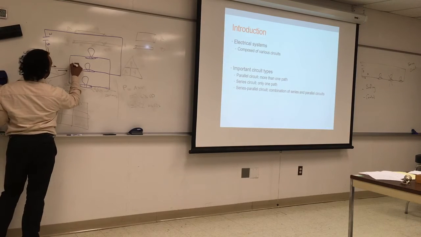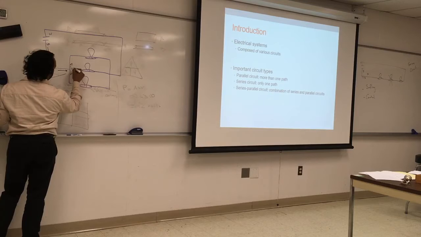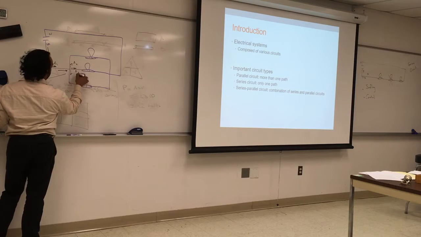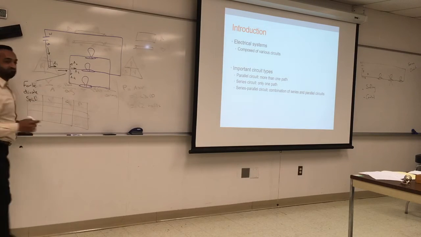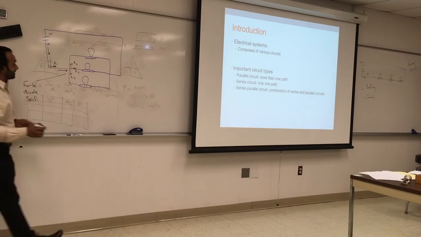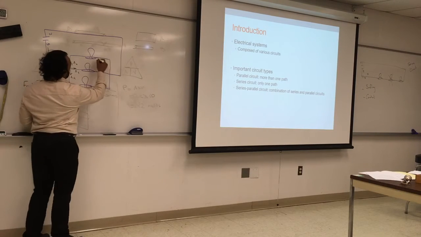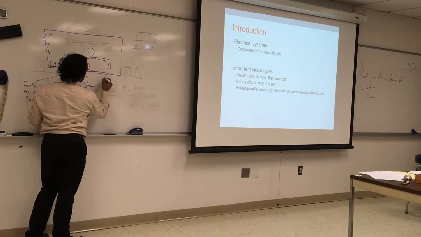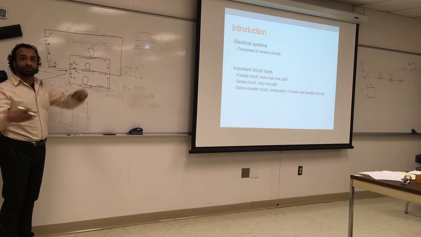So you'll have 1, 2, and 3. Let's call this A1. It's going to be A2, A3, A4. So they will fork, right? Just like water. If you have different paths, it's going to take all paths depending on the resistance. So it's going to continue here. And what will happen at this point? They will come back together.